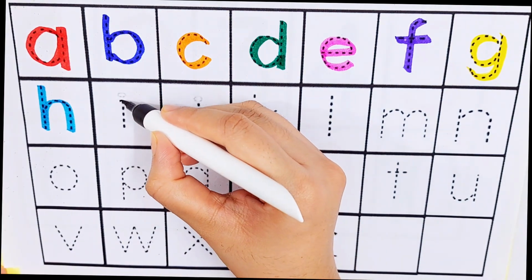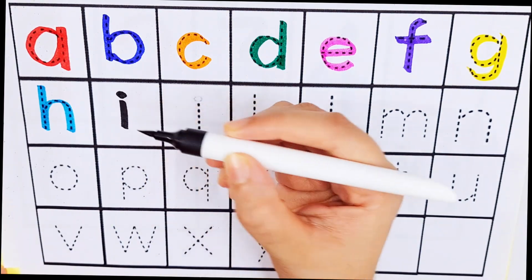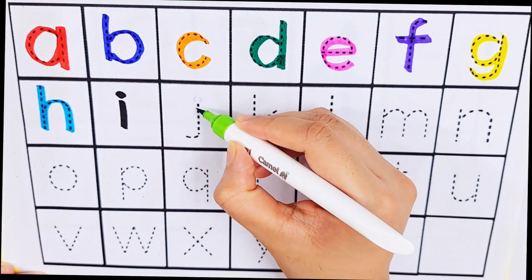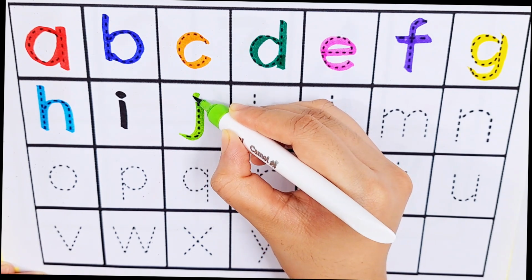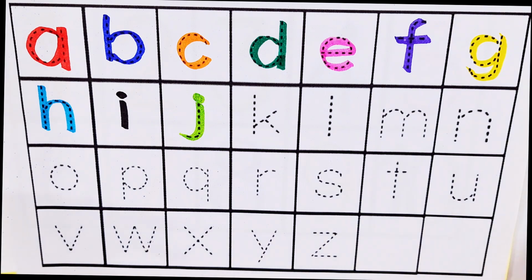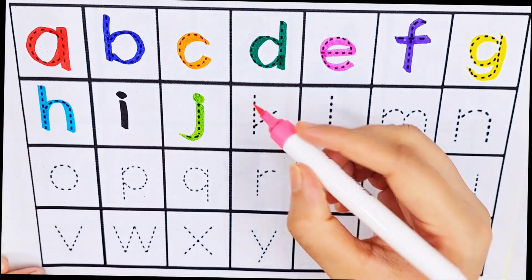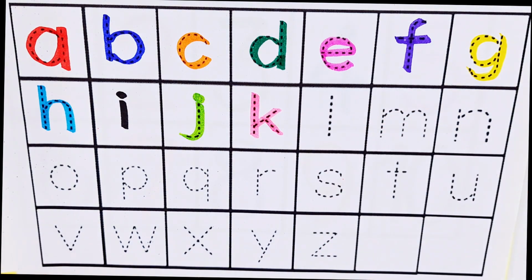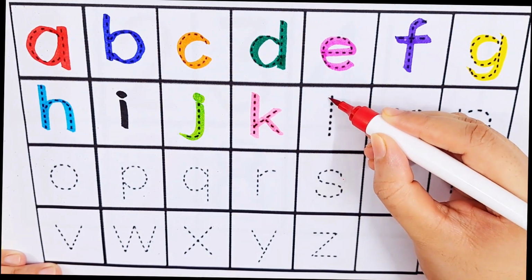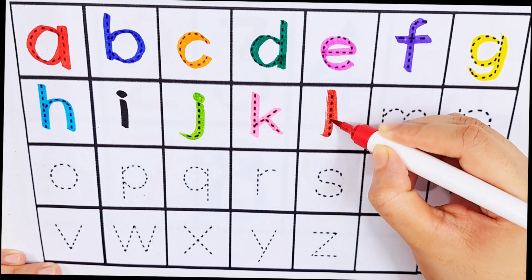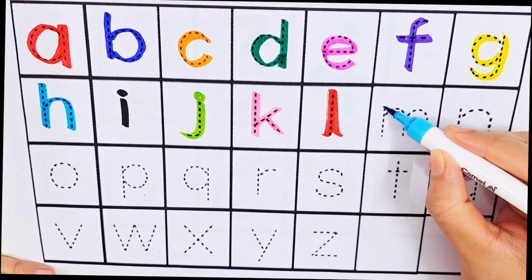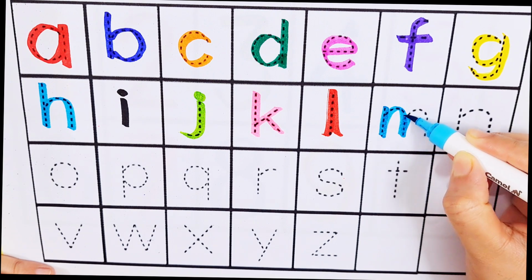Black color. I for ice cream. Light green color. J for juice. Pink color. K for kite. Red color. L for lion. Sky blue color. M for moon.